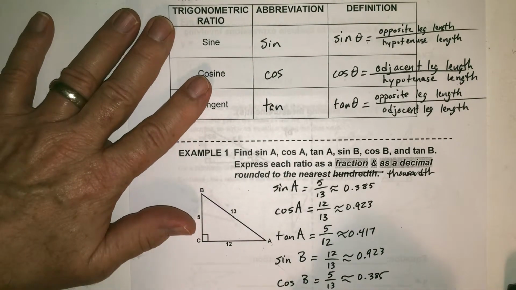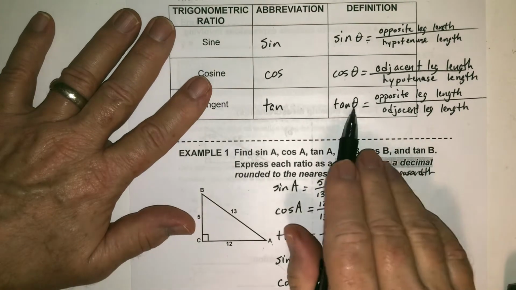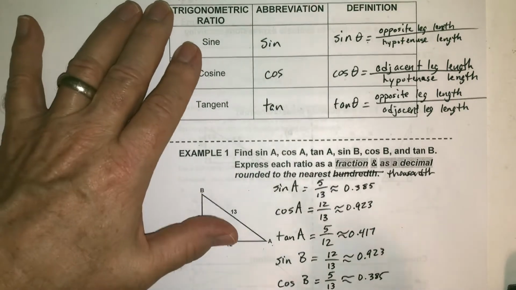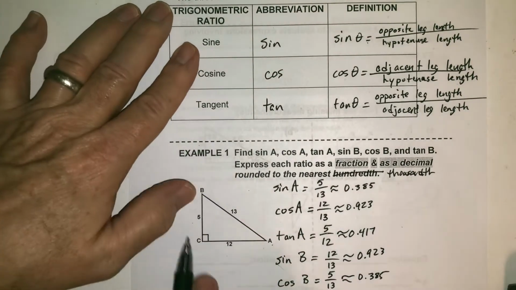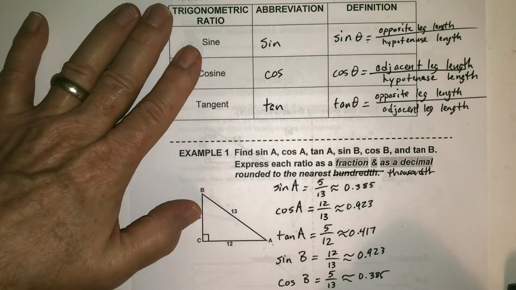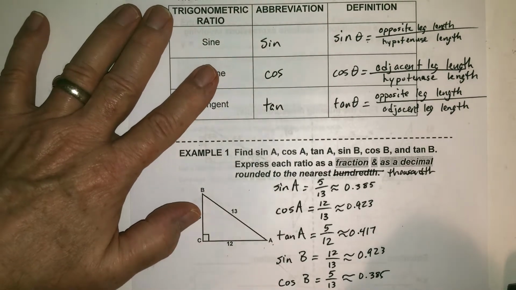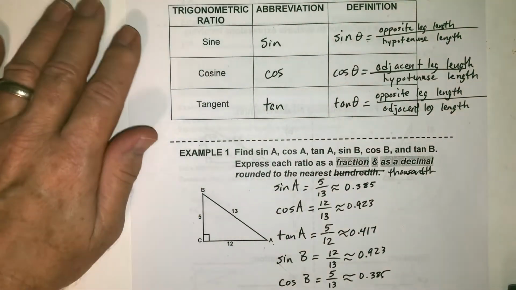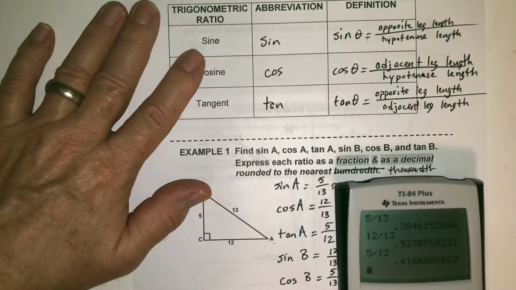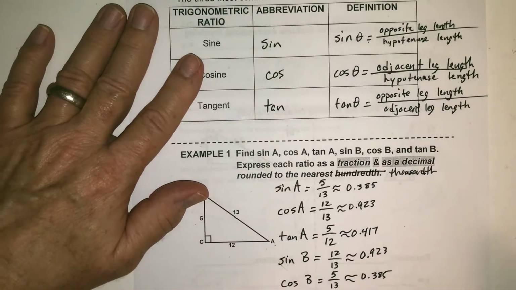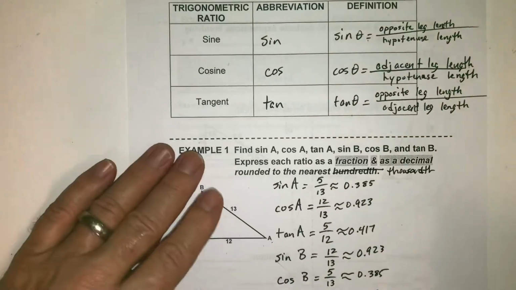So the tangent of angle B, and notice that the tangent is defined as the opposite leg length, so opposite B is 12, and the adjacent leg length is 5. That can be simplified to 2.4. You don't need to round that because it terminated. If you did 12 divided by 5, it would terminate before you even got to the thousands. So you can just leave it like that. No need to put 0.400. Not necessary. Turn the page.